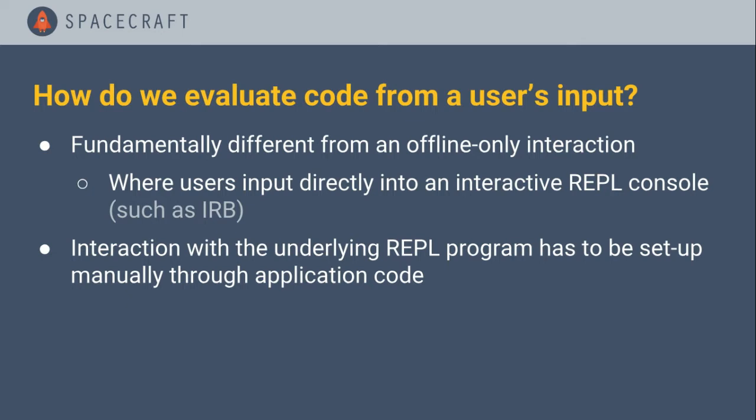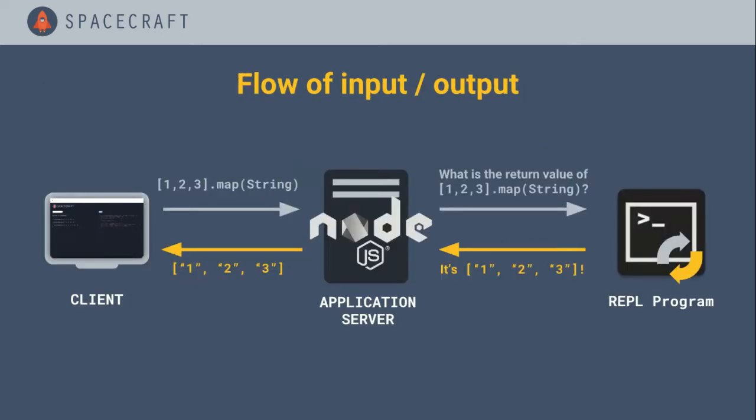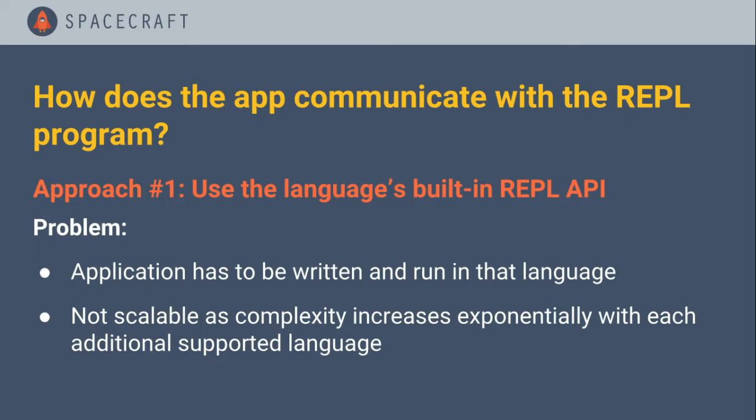And the input-output flow looks something like this. We have the client, and the client says, hey, I want to know what's the result of 123.map, and then I pass in the string function. And our application will ask the REPL program, hey, what's the return value of this line of code? And the REPL program will say it's this value. And our application takes that and then returns it to the client. So this way we can ensure consistent output, right? But there are more challenges to this, which I'm going to go into in more detail.